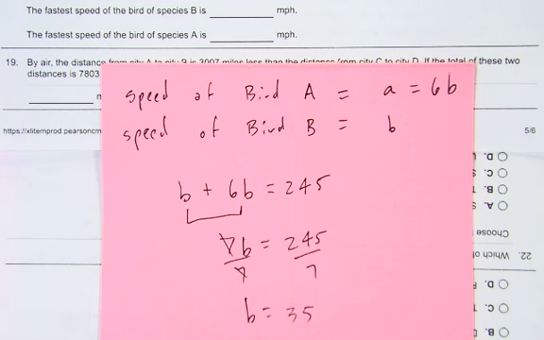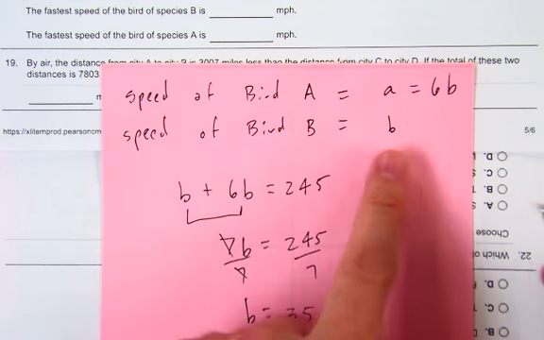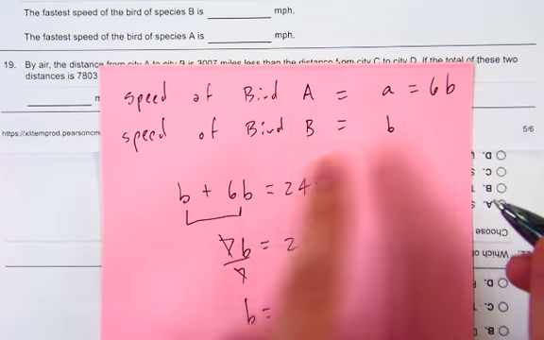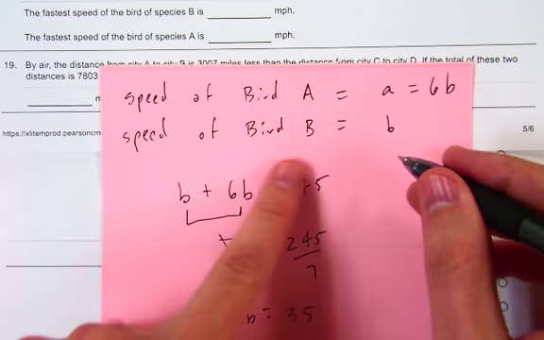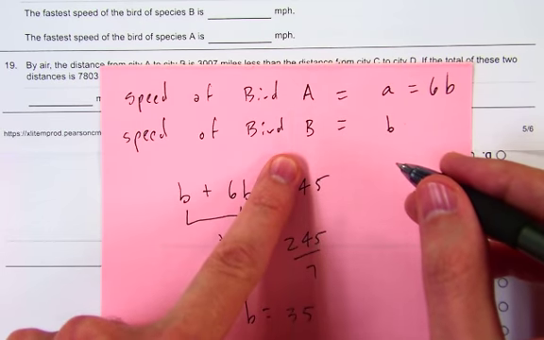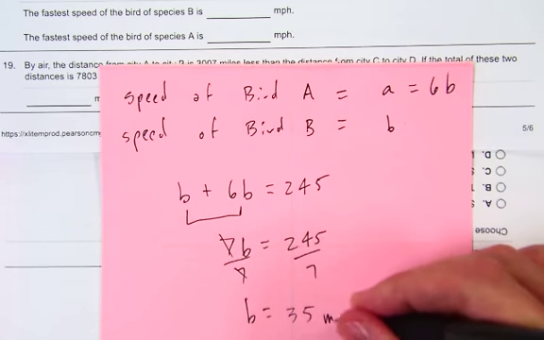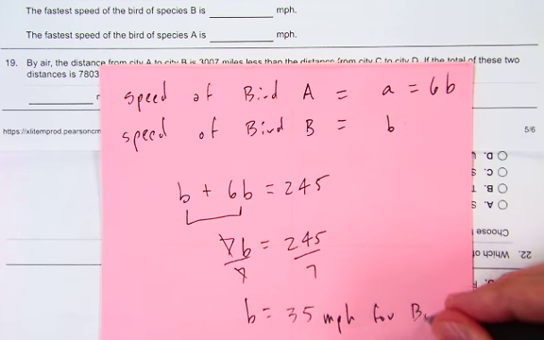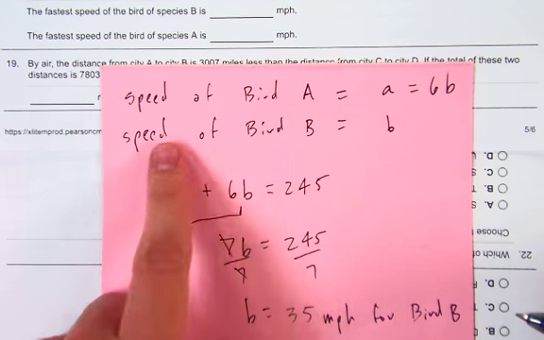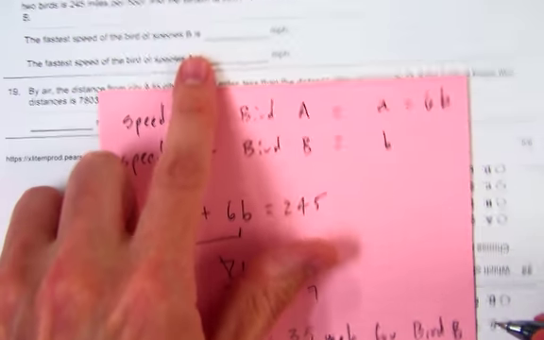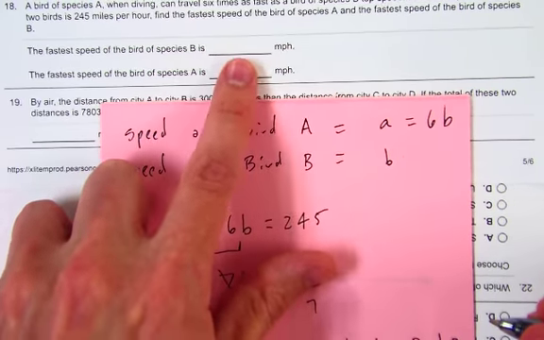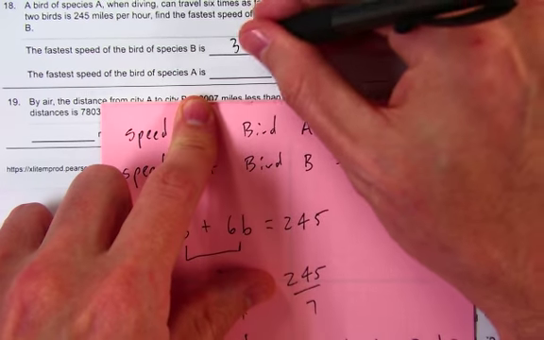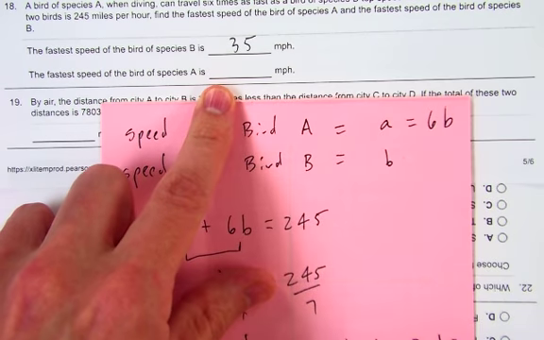Okay, now what did I find? Well, I found b, which is the speed of bird B. Okay, and then to get the speed of bird A, which I also need, right? It asks me for both the speed of bird A and the speed of bird B. This is 35. Right? I also need to find the speed of bird A.